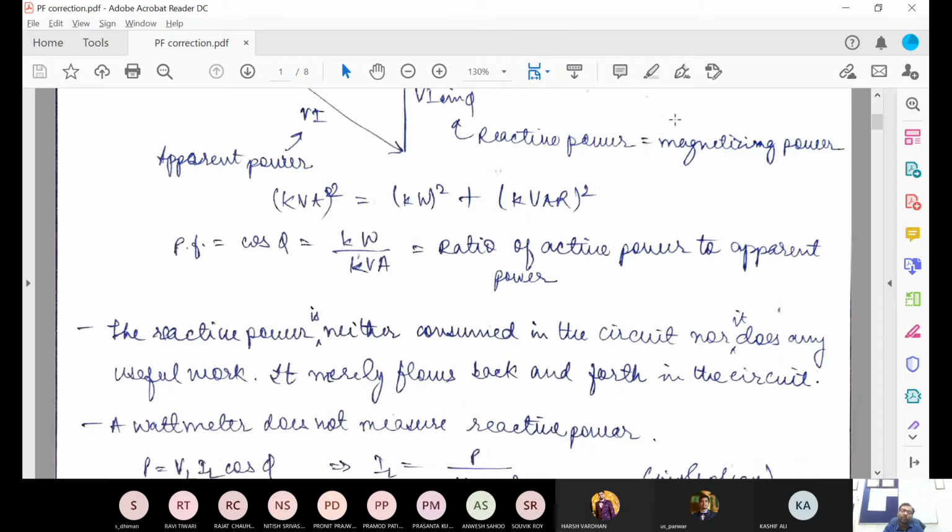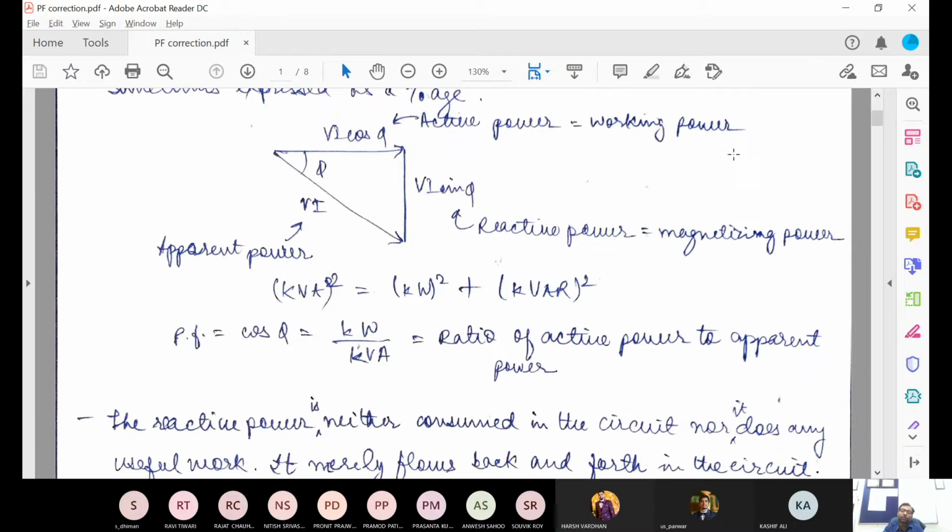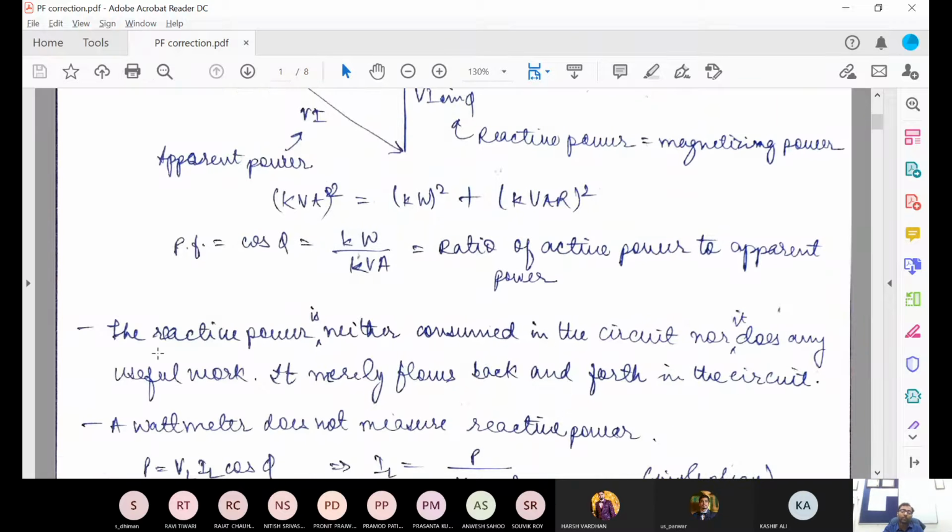And if you look at the reactive power, it is an interesting concept. It is not delivering any useful work output. The useful work output is coming only from the real component or the active power component. But this is consuming the capacity of your circuit, the current carrying capacity. So the reactive power is neither consumed in the circuit nor does it do any useful work. It merely flows back and forth in the circuit. So there is a particular current carrying capacity which is occupied by that type of reactive power, and that will not deliver any useful work output.